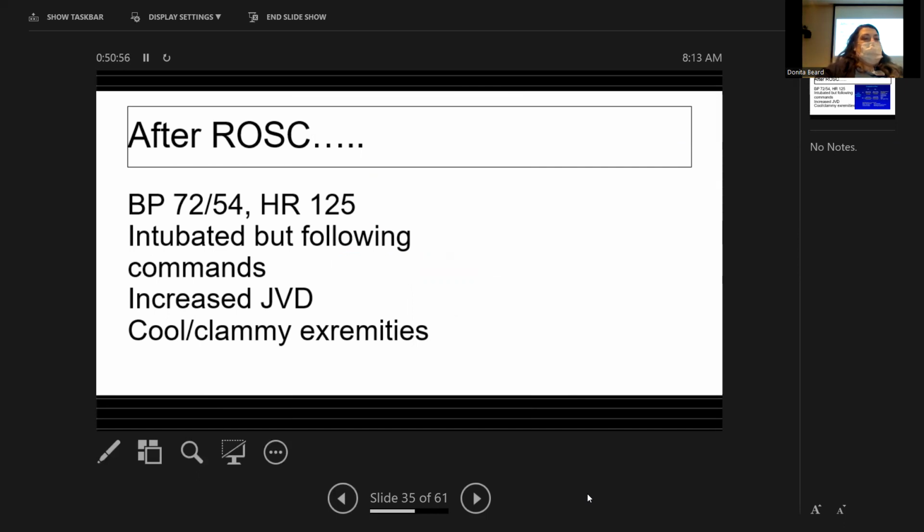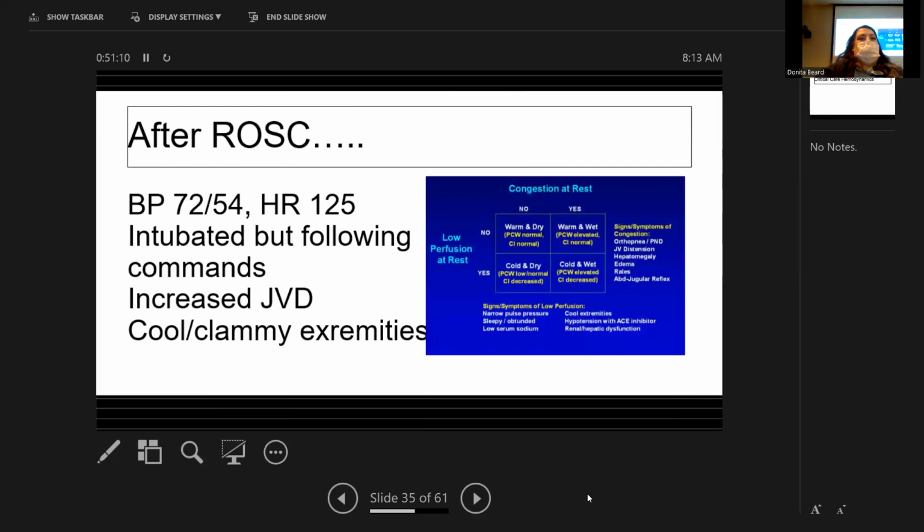All right, so after ROSC, her blood pressure is 72/54, heart rate 125. She's now intubated from the code, following commands, increased JVD, cool, clammy extremities. Who thinks she has cardiogenic shock? Agree. So she has now gone from sort of that warm and wet to cold and wet.